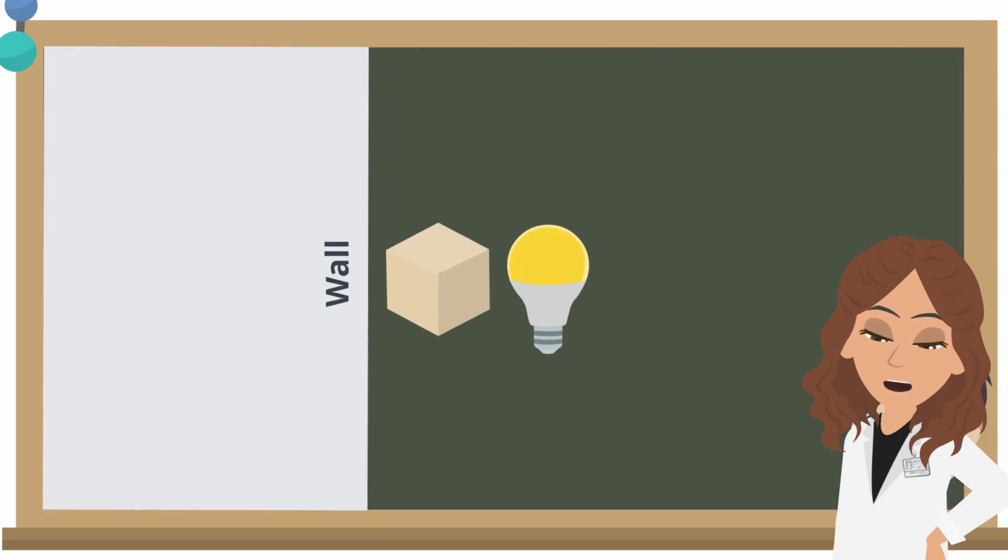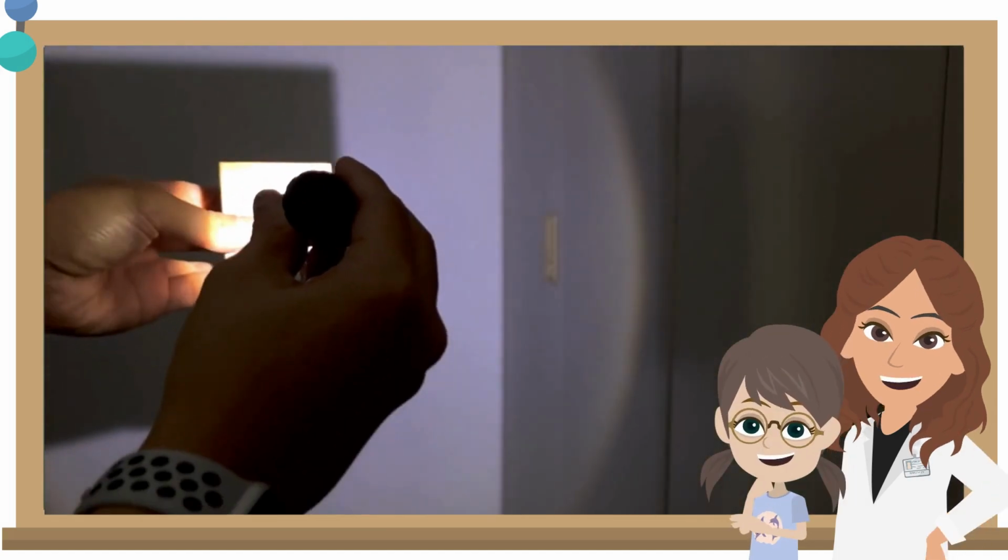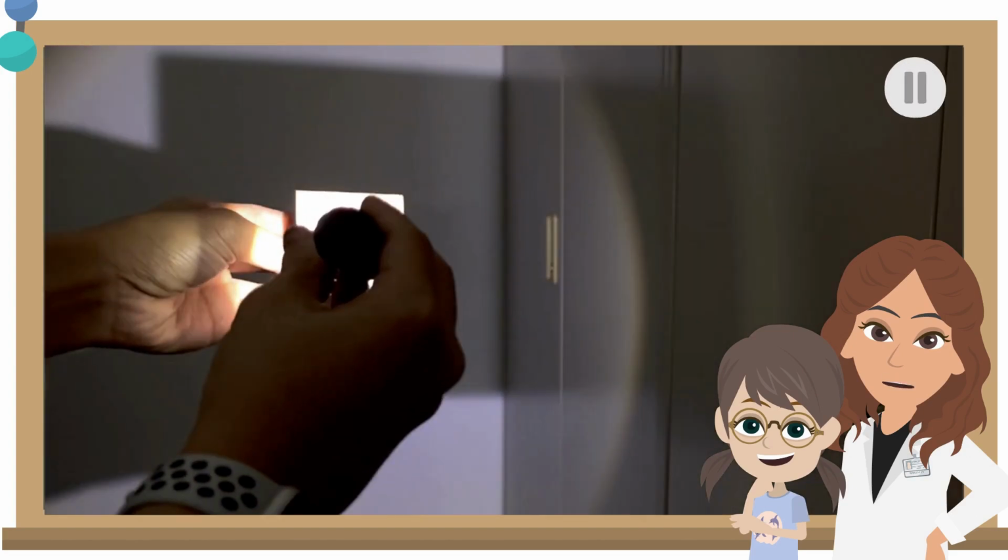Now, let's see what happens if we bring the light bulb closer to the cube. Pause and observe the size of the shadow. The shadow became larger.